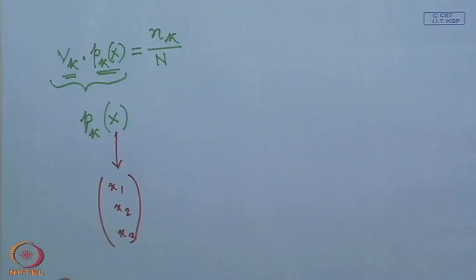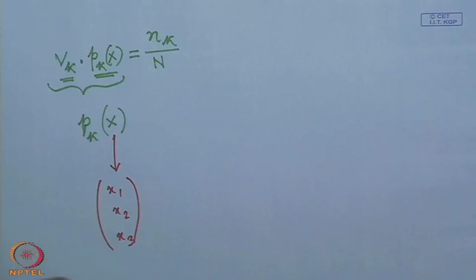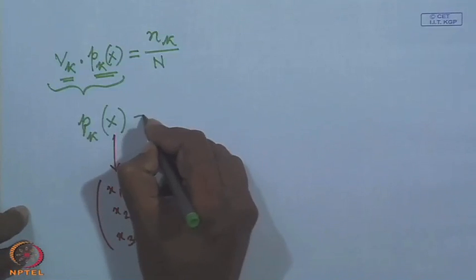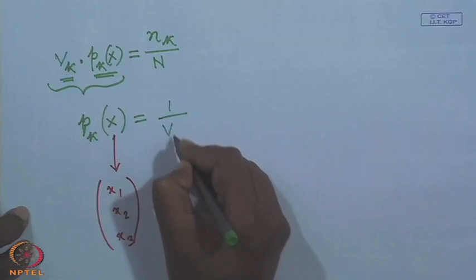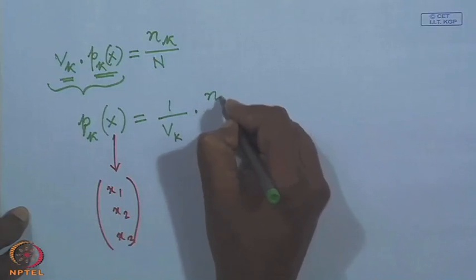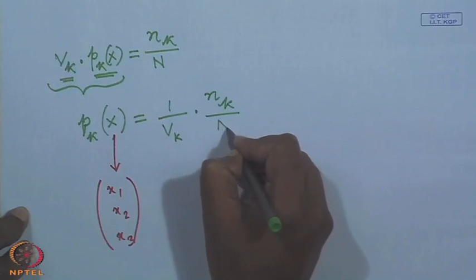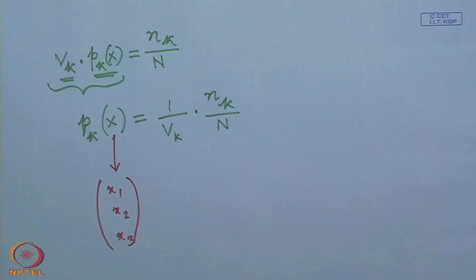So, the probability that a vector x will fall under the kth bin is simply given by P_k(x) equal to 1 upon V_k times N_k by capital N, where V_k is the volume of the kth bin, N_k is the number of samples falling under the kth bin, and capital N is the total number of training samples. So, I can easily find out the probability density function in case of three dimensions.